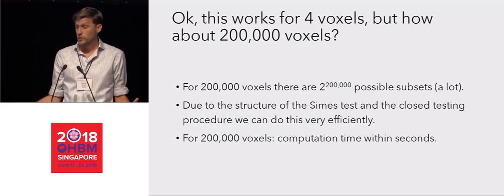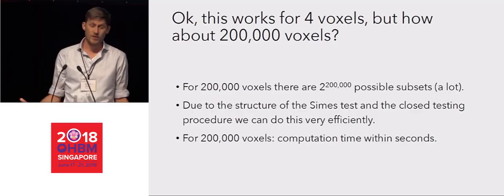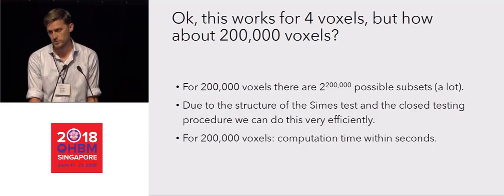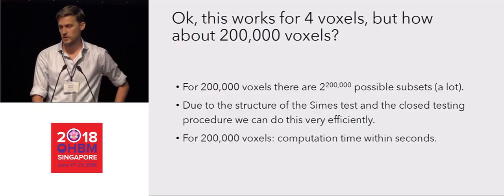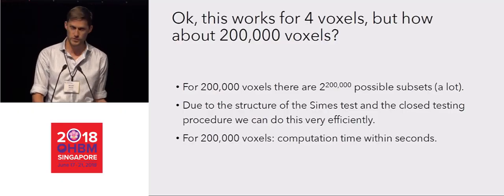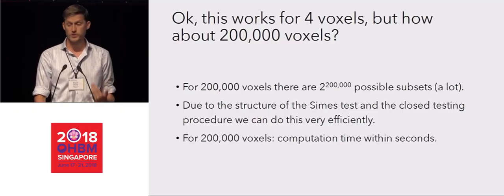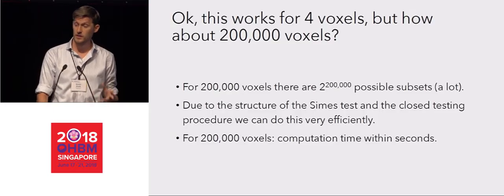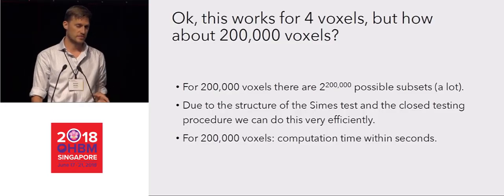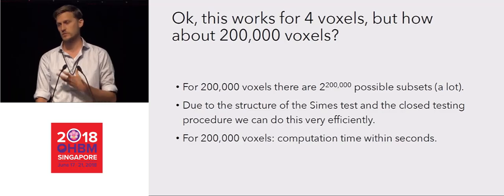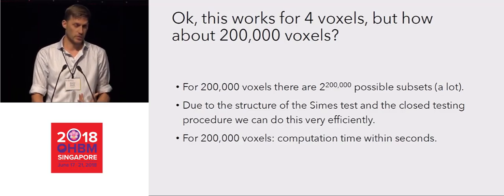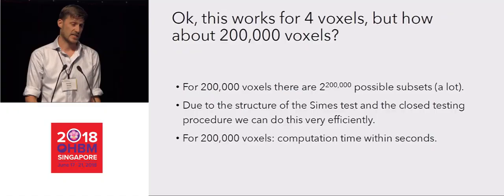Okay, this works now for 4 voxels, but how about for 200,000 voxels? For 200,000 voxels, there are 2 to the power of 200,000 possible subsets, and this is quite a lot. But due to the structure of the Simes test and the closed testing procedure, we can do this quite efficiently. So for 200,000 voxels, we can get a proportion, or our estimates, within seconds.